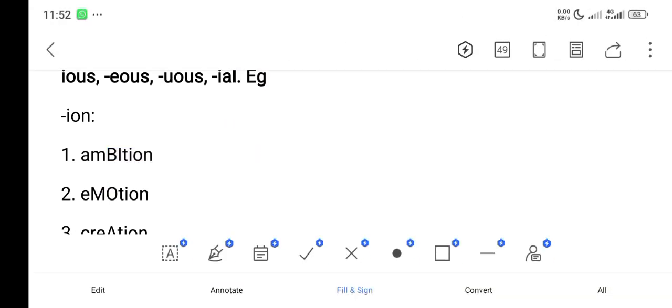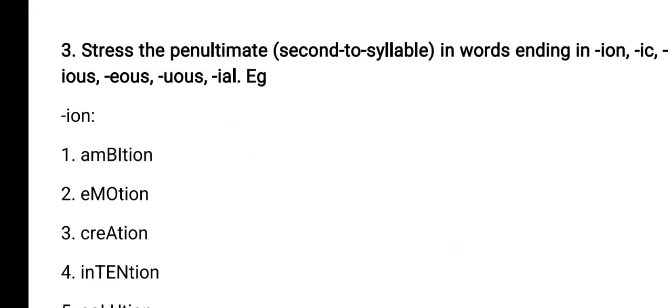It's very simple. So start counting from the last syllable. Ambition: shun, bi, am. Emotion: shun, mo, e. Creation: shun, a, cre. Intention: shun, ten, in. You get it, right? I know you got it.